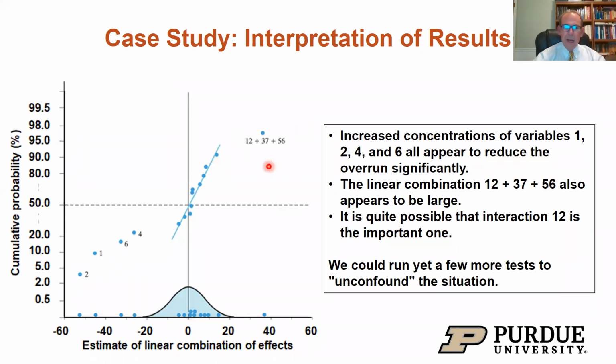You'll notice here that I have this grouping of two-factor interactions that is also important. And in fact, you could run a few more tests to even unconfound these and reveal what's going on here. It's likely that this is important because of the 1-2 interaction.